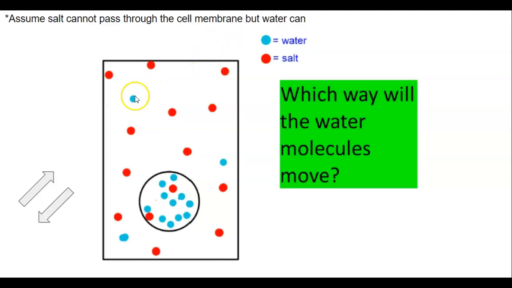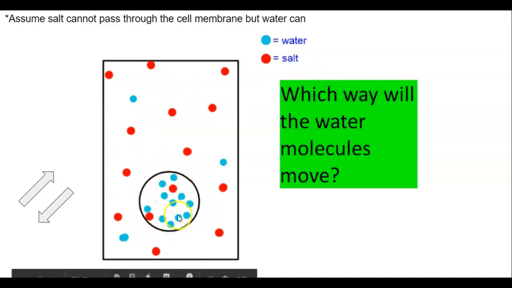So we have water is the blue, salt is the red. So we want to look at which way the water molecules will move. So if water is blue, we need to look at where do I have the highest concentration, okay? Now we're assuming this is like a cell, okay? I know it's a really crappy drawing. And that this is like a container or a beaker that's filled with liquid that the cell is in, okay?